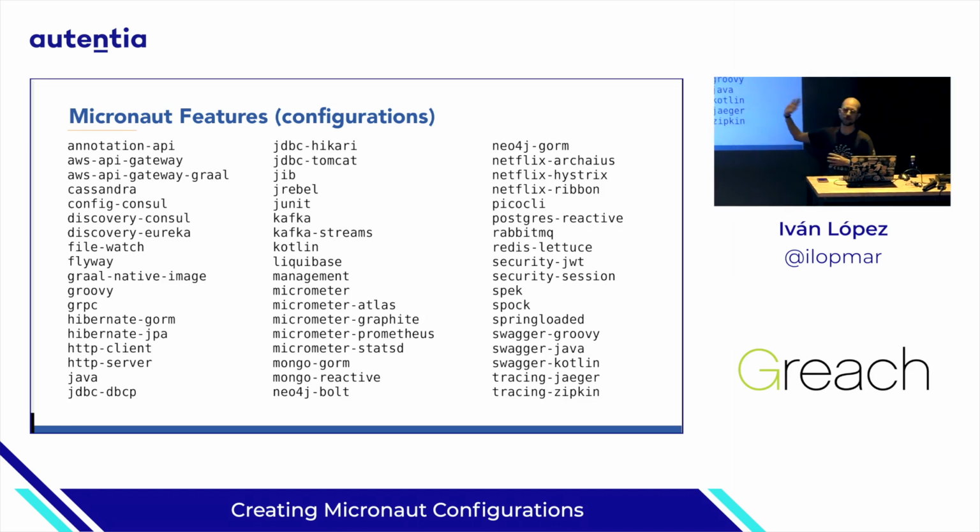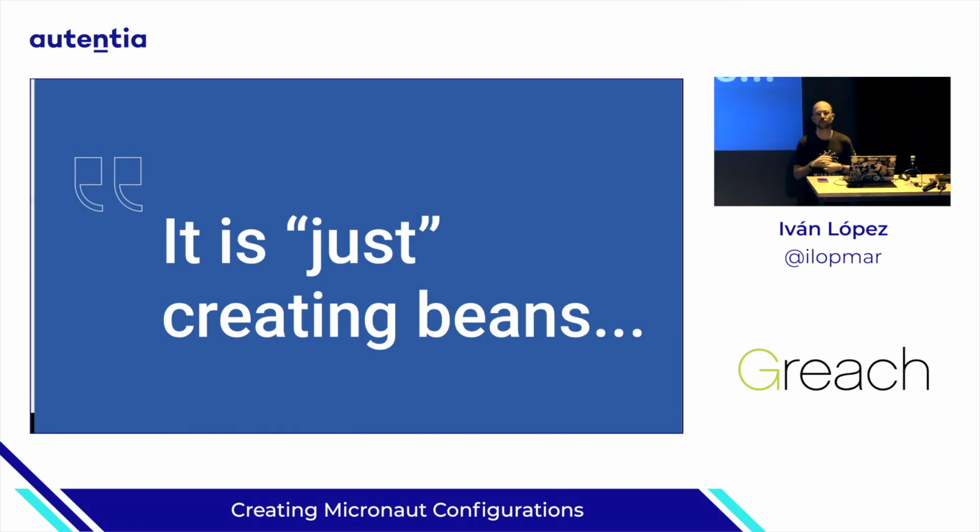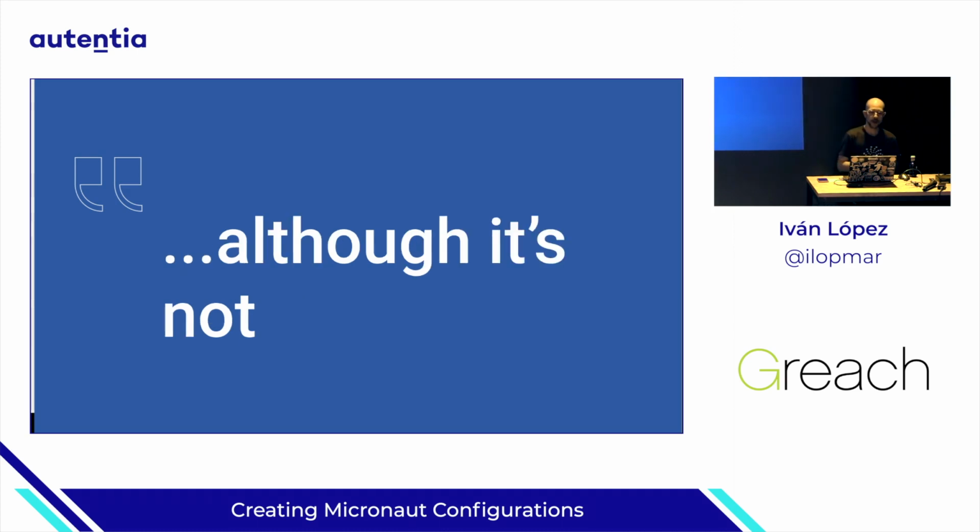So all of these are out of the box for you, but sometimes you need more, or you need to integrate with a new tool or with some third-party library or API. To do that, the only thing you need to do is just create beans, right? You use some library, and that library exposes some Java classes that you want to use inside your Micronaut applications. So it's pretty much creating a Micronaut bean that wraps that library and can be injected inside your controllers or your services or whatever. But the thing is, it's not only creating beans.